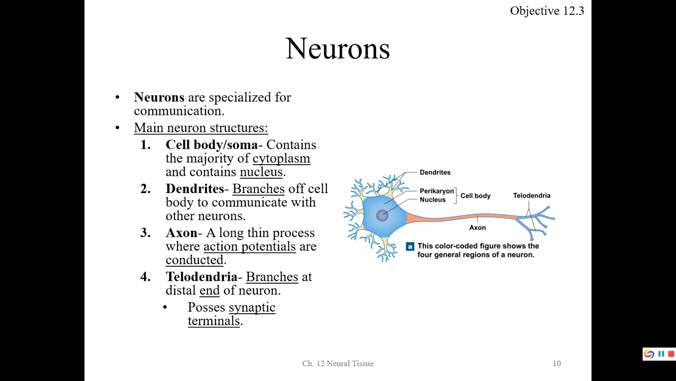Off this, in yellow here, there's going to be these branches that come off. And I like to call them the ears of the neuron. They are the branches that communicate with other neurons. They receive the signals. They're going to be like the ears of the neuron.